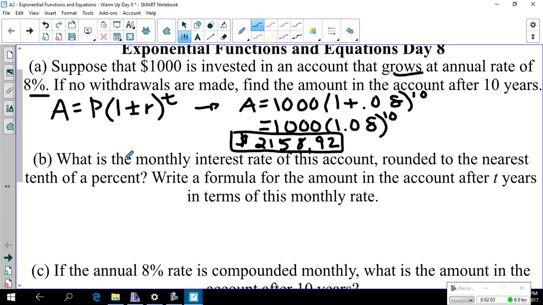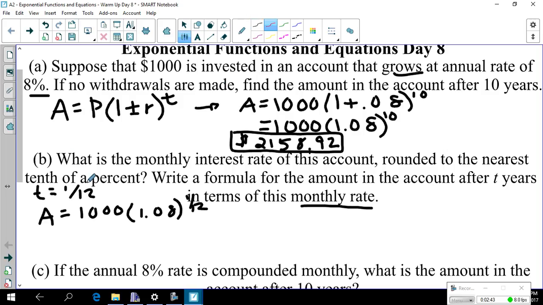Now, the last couple days we've been going over questions like this. What is the monthly interest rate of this account rounded to the nearest tenth of a percent? Write a formula for the amount in the account after T years in terms of the monthly rate. So this formula describes everything in terms of a yearly rate. So if I want to know what the monthly rate is, what would T be? Remember, T is in years, so 1 month in years would be 1/12 of a year. So I would take A equals 1,000 times 1.08 to the 1/12.